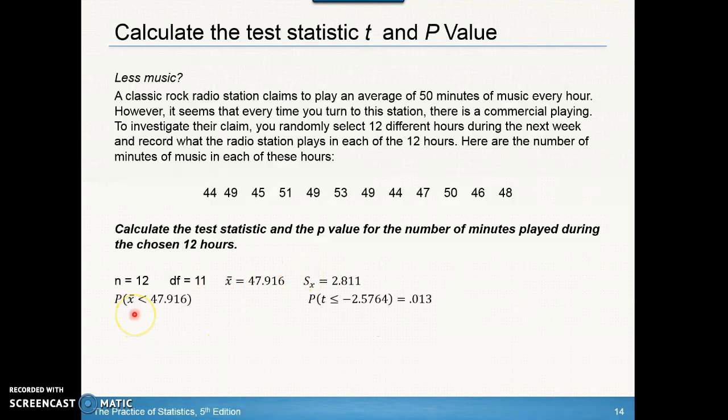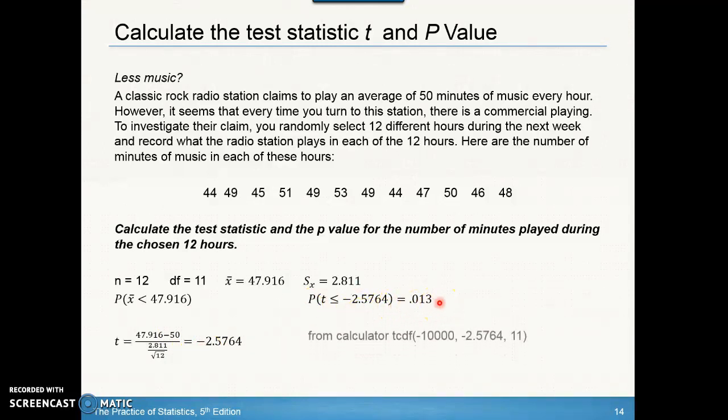Now take a look at my probability statements. I'm checking to see what's the probability that x bar is this sample statistic or more extreme, so this sample statistic or less than that, because the direction of the alternative was we actually think they're playing less than 50 minutes. So what's the probability of getting this test statistic or more extreme? Then we're going to actually find that test statistic. Notice how I use the sample standard deviation, and then your probability statement with your t-score, or your test statistic. What's the probability that I get a test statistic this far away from the mean or more extreme?